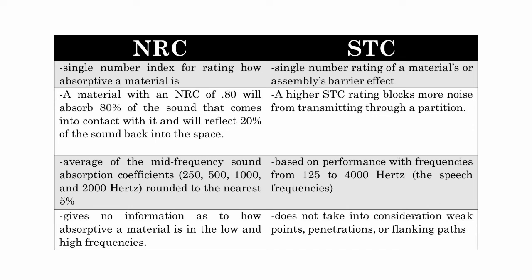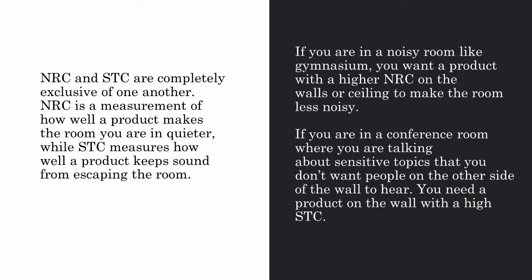On the STC, however, STC refers to a single number rating of a material's or assembly's barrier effect. A higher STC rating blocks more noise from transmitting through a partition. STC is based on performance with frequencies from 125 to 4000 Hz. STC does not take into consideration weak points, penetrations, or flanking paths. NRC and STC are completely exclusive of one another.